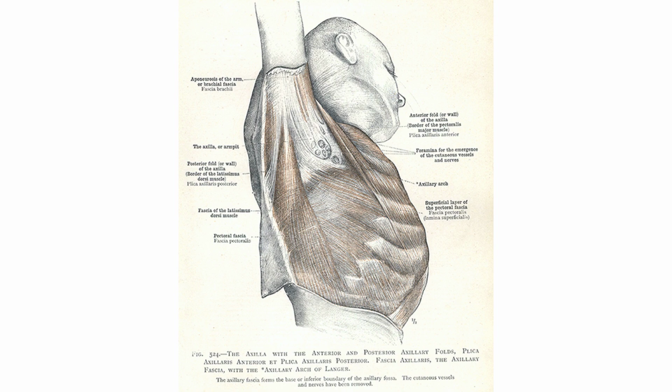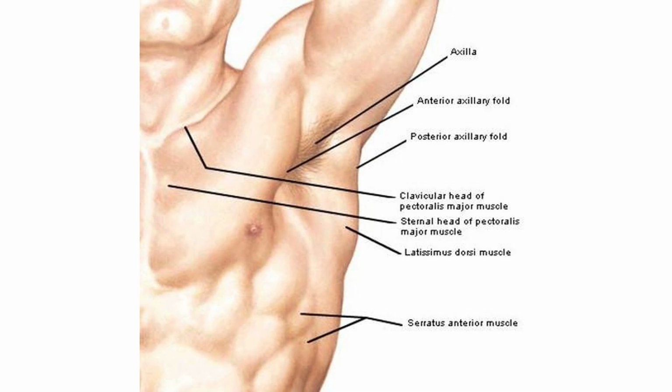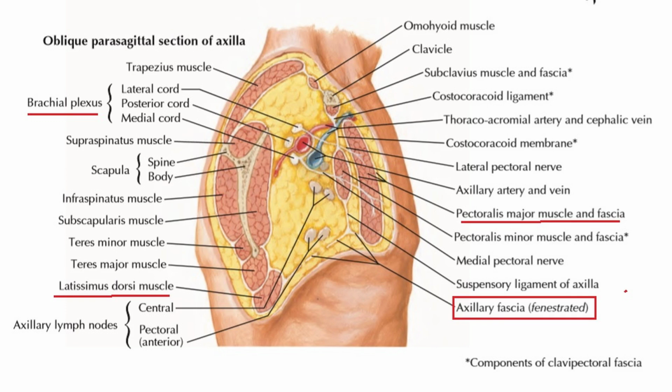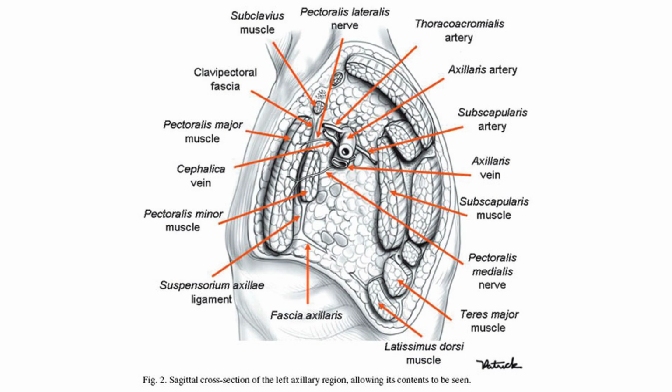Today, we will explore in detail the anatomy of two crucial regions of the human body: the axilla, or axillary region, and the heart. This course is specially designed for medical students to strengthen their fundamental knowledge. Let's start with the axilla.